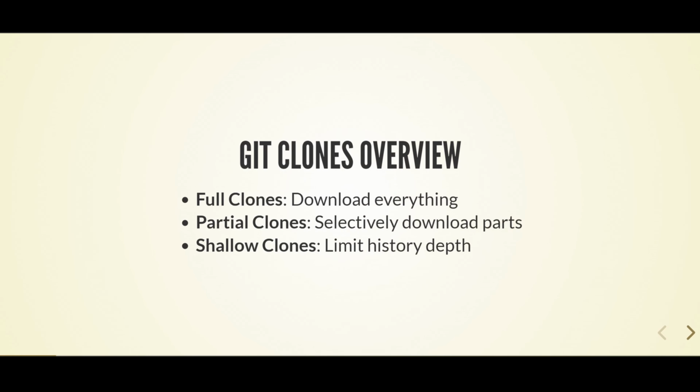This section provides an overview of different types of Git clones. We'll compare full clones, which download the entire repository, with partial clones, which download only selected parts, and shallow clones, which limit the history depth.